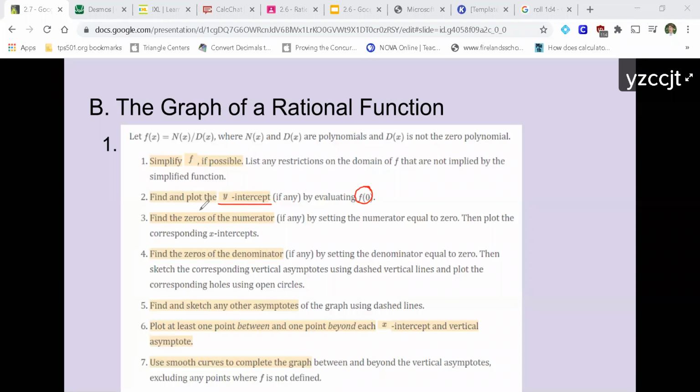The next thing that you need to do is find the zeros of the numerator. Those are your possible x-intercepts. Again, you do that kind of like we did for bell work today. You just take it, you set it equal to 0, you solve. You do the same thing to the denominator. That will give you your possible vertical asymptotes.